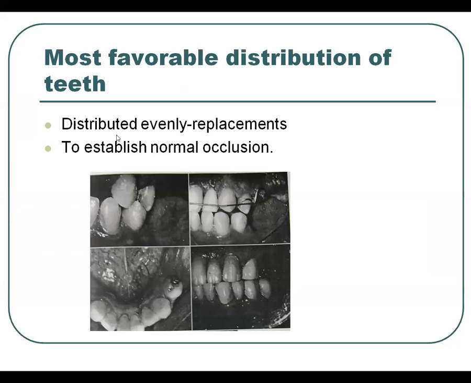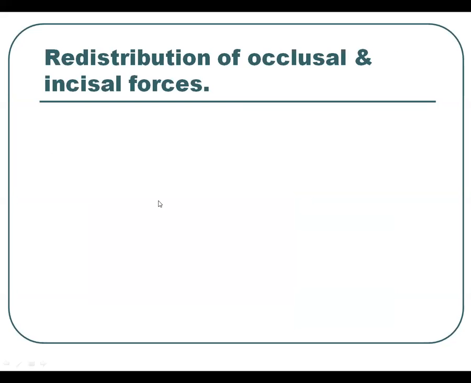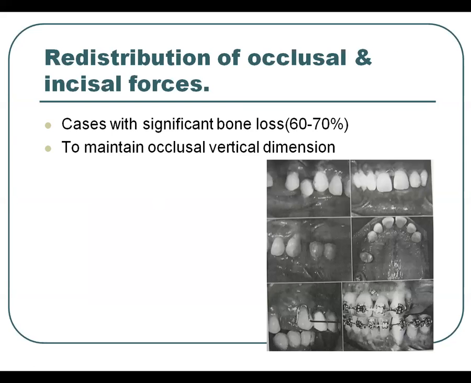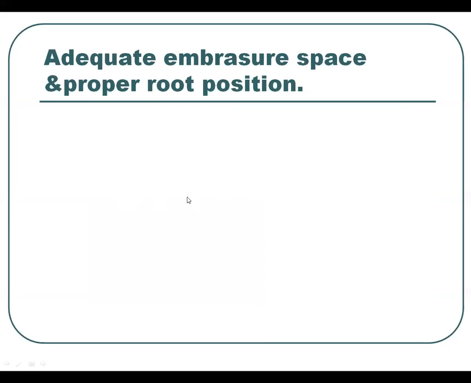Distributed evenly by replacing. If any teeth are missing in the occlusion, they have to be replaced, and the teeth have to be uprighted, and the prosthesis has to be placed. If any spacing or rotations are there in the occlusion, they have to be aligned properly. Then the prosthesis will be placed to maintain the normal occlusal forces.